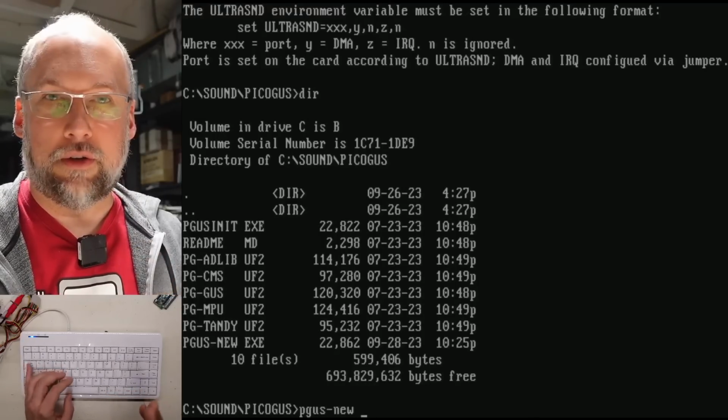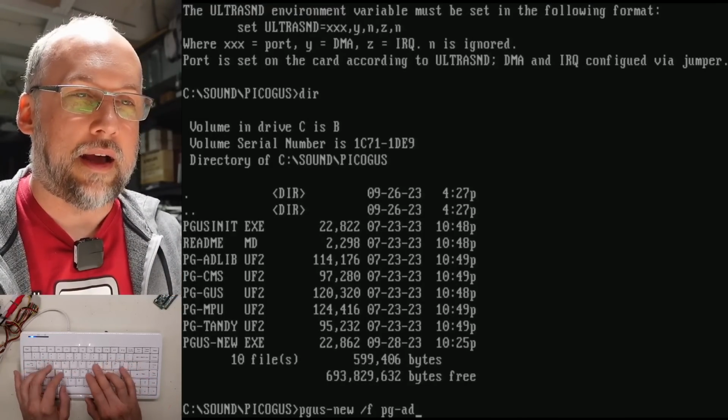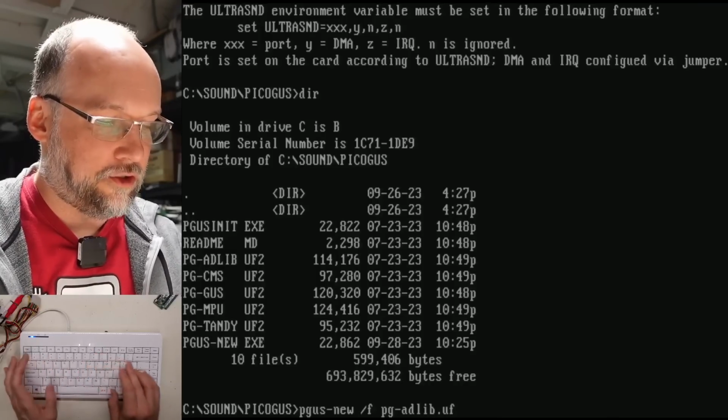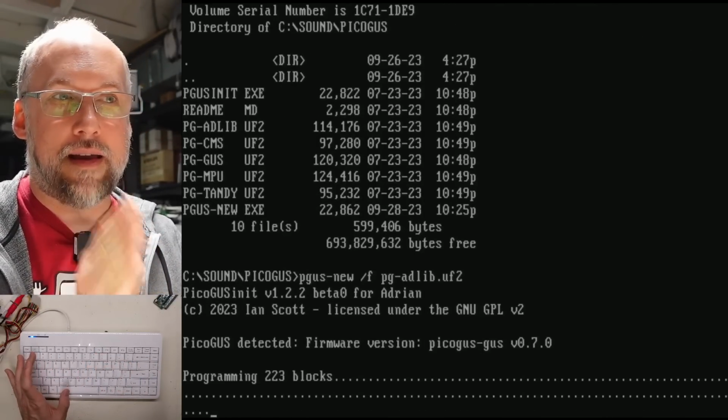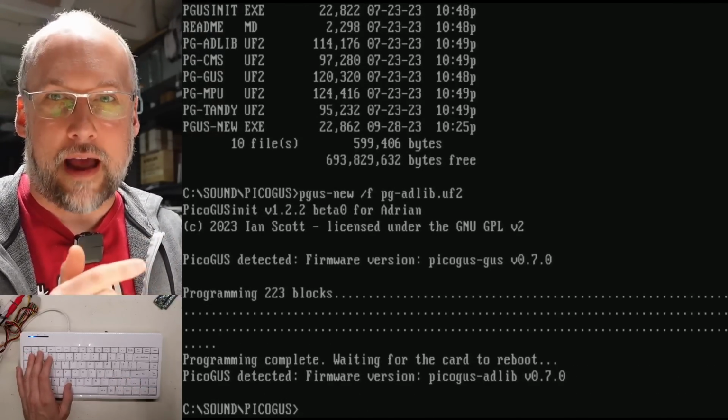So included with the utility are the different firmware versions, and we do /F and then we do PG, say adlib.uf2, and it is now reflashing the firmware on the PicoGUS card to turn it into an AdLib card.